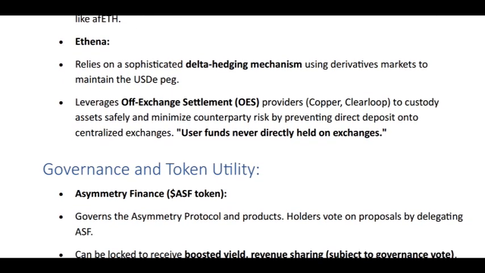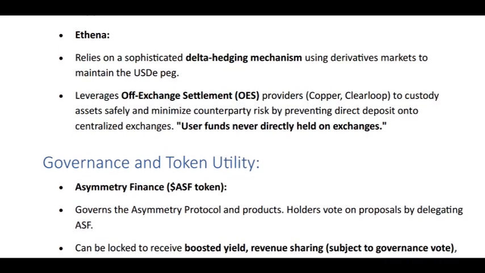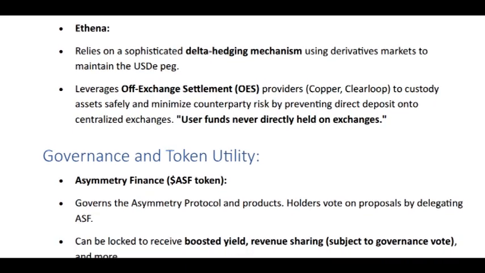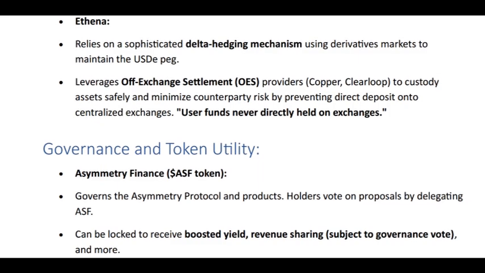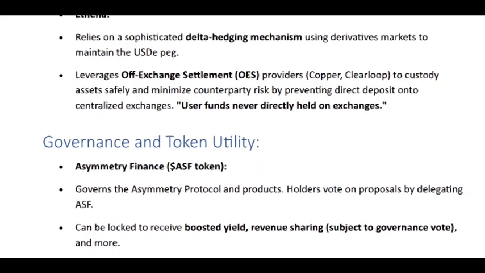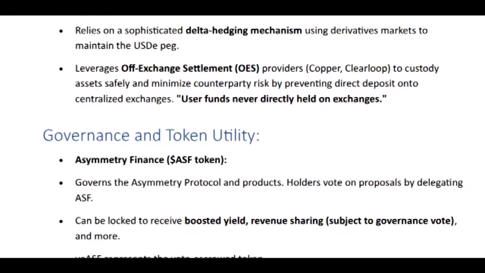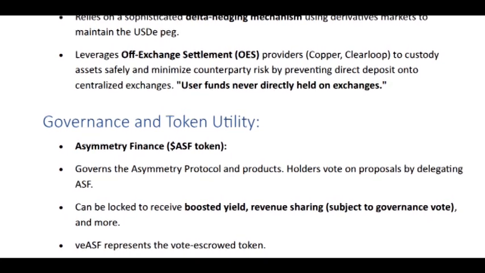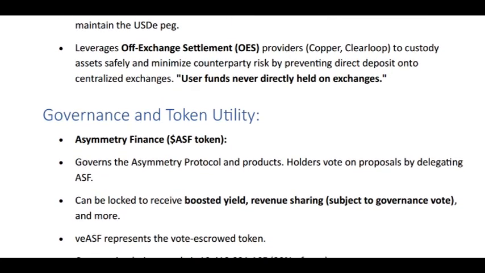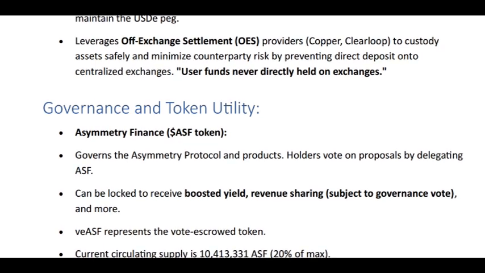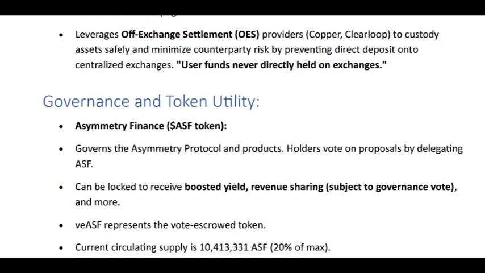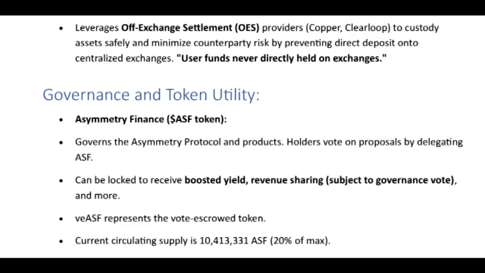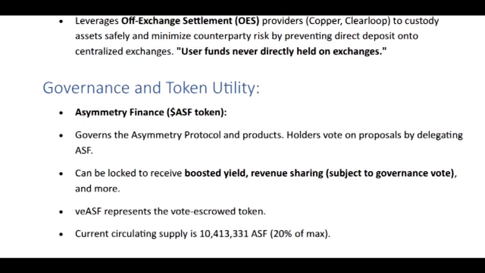Precisely. It creates what's called a delta-neutral portfolio. The goal is, if ETH price goes up, the gain on your spot ETH offsets the loss on your short future. If ETH price goes down, the gain on your short offsets the loss on your spot. So the net value of the backing stays stable around $1 per USD, ideally, regardless of price swings. That's the design. And a crucial safety point from the sources is their use of off-exchange settlement, OES. OES, how does that work?